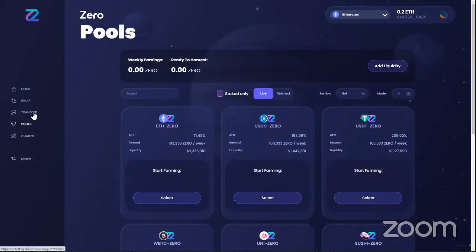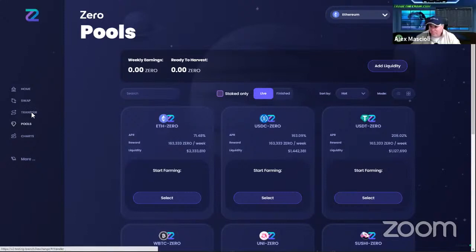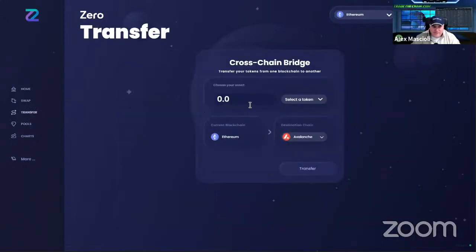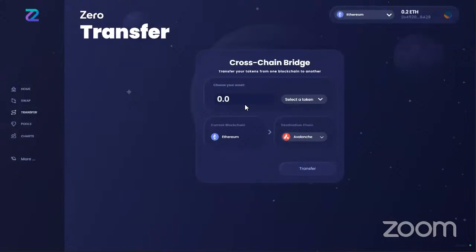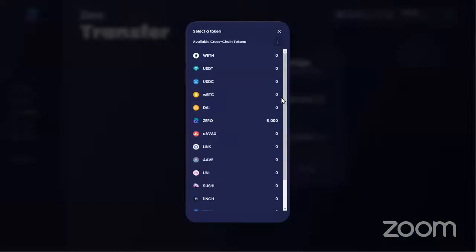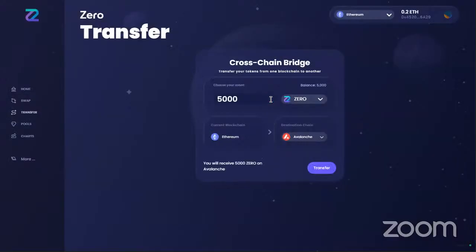Let's do a cross-chain transfer. Oh boy, here it is. So I did this during Moonbeam, and again, this is based on network, so it does take time, but we're going to go for it anyway, and we're going to throw 5,000 across the chain. We're going to go to the Avalanche chain. Going to hit transfer, and we're trying to make it simple.